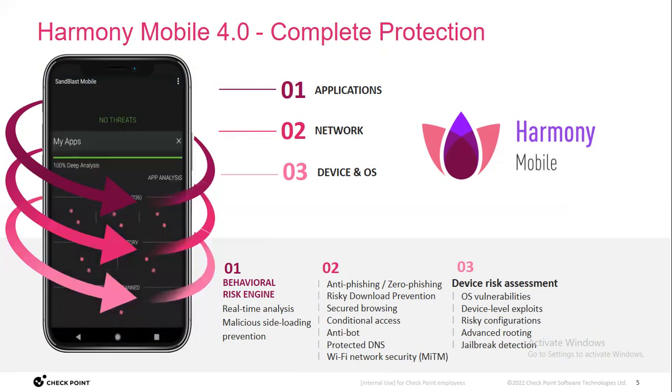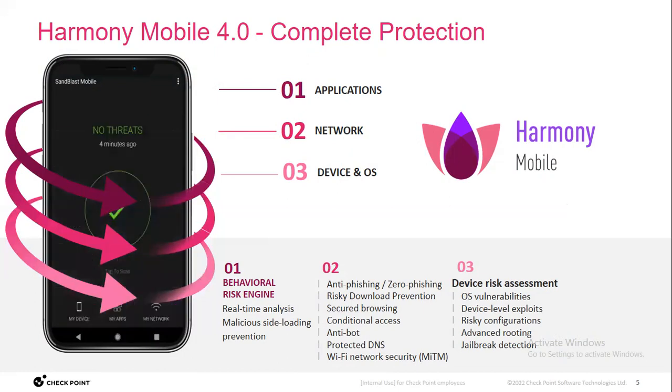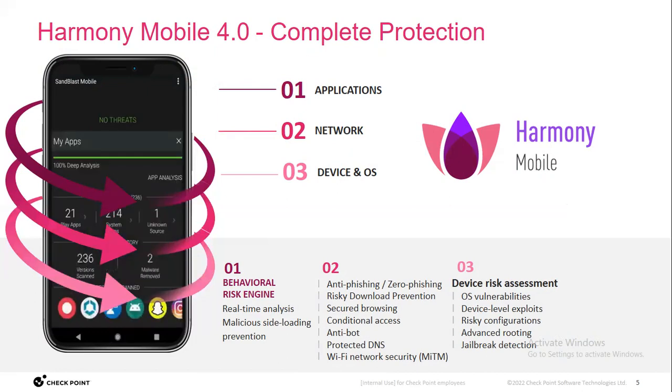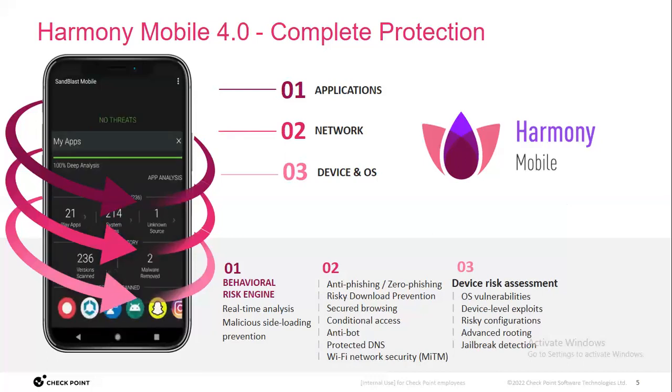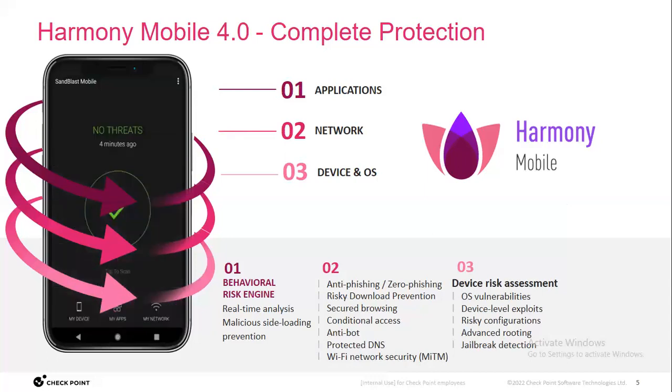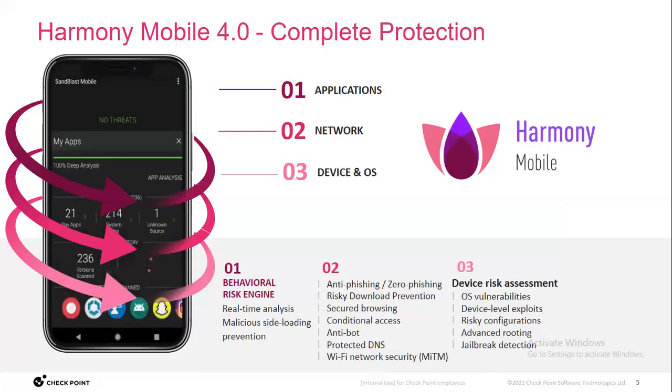Anti-bot, protected DNS, and Wi-Fi network security, which is a scary thing. Harmony Mobile will prevent you from accessing a malicious Wi-Fi access point and prevent man-in-the-middle attacks. So when you go to Starbucks and you see 2 Starbucks Wi-Fis, it'll prevent you from getting on the wrong one. We had device assessment, which included OS vulnerabilities, making sure you're on the right version of the OS. Device level exploits, we could actually prevent attacks on the hardware, right? Risky configurations, like not having a lock screen, things like that. Rooting and jailbreaking, we could detect and prevent that.